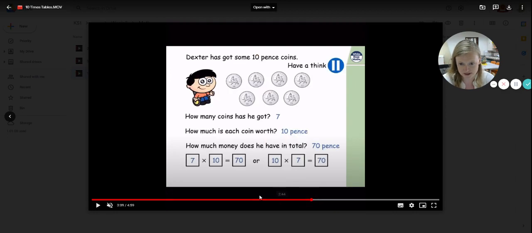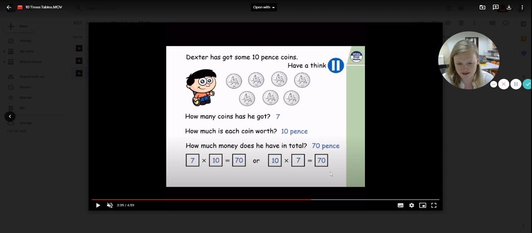Oh, run too far, Miss Higgins. There it is. He has 7 coins, each worth 10 pence. So we have in total 70 pence. And we can write that as 7 multiplied by 10, 7 10 pence coins to get 70, or 10 7 times. 10 multiplied by 7 equals 70. They're commutative. We can swap them around. Well done if you got those correct.